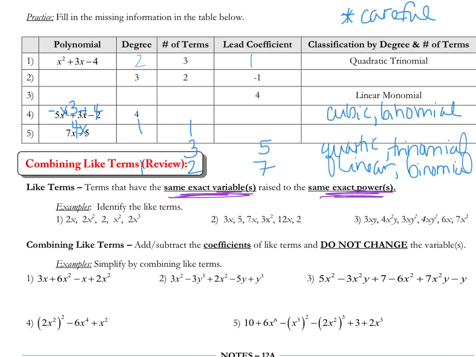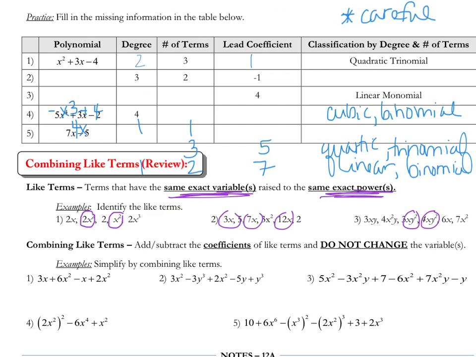Number 1 says identify the like terms. We have 2x to the second and x to the second. Those are the only like terms we have, because 2x is just to the first, 2 is just x to the 0, and we have 2x to the third. Go ahead and try number 2 and 3. And here's what you should have gotten for 2 and 3.